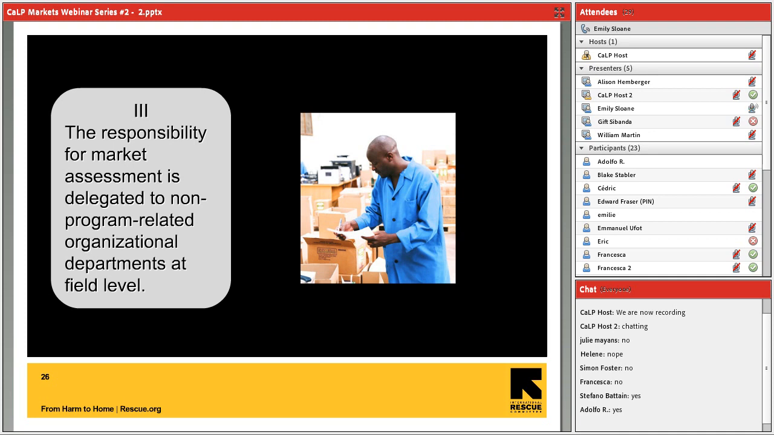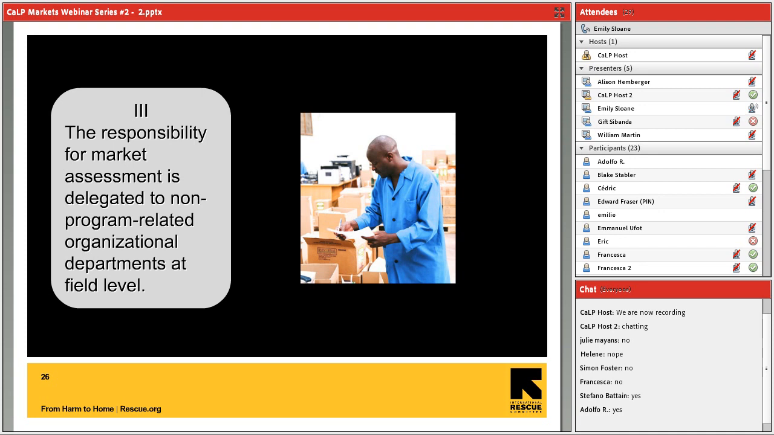So a couple of different agencies, CRS and the Red Cross, are looking into actually giving logistics a leading role or a larger role in conducting market analyses in the first place. And the Red Cross has recently developed a logistics competency framework that requires all logisticians to have a certain understanding of markets depending on their level.